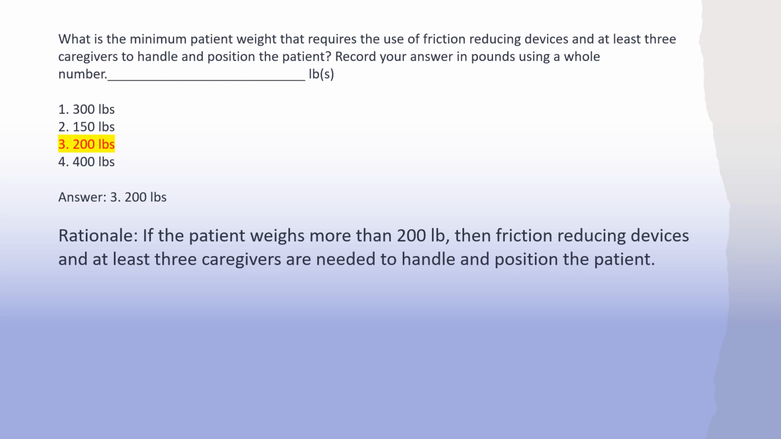Answer 3. 200-pound. Rationale: if the patient weighs more than 200 lb, then friction-reducing devices and at least 3 caregivers are needed to handle and position the patient.